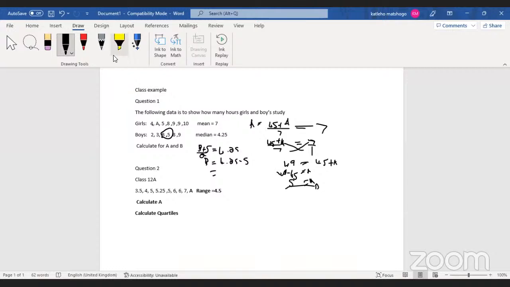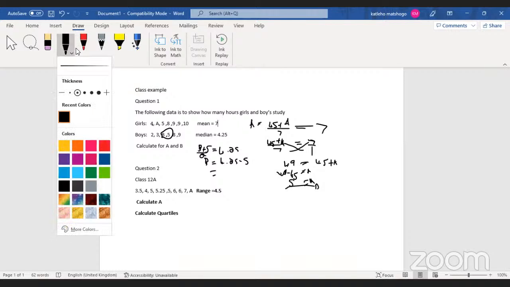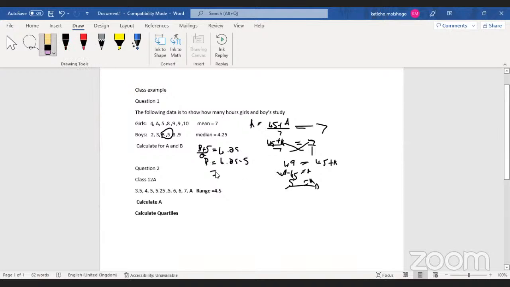So how do I erase this thing? Keep it up, next to the black marker. Next to it on the left. Oh, okay. Yeah, technology.